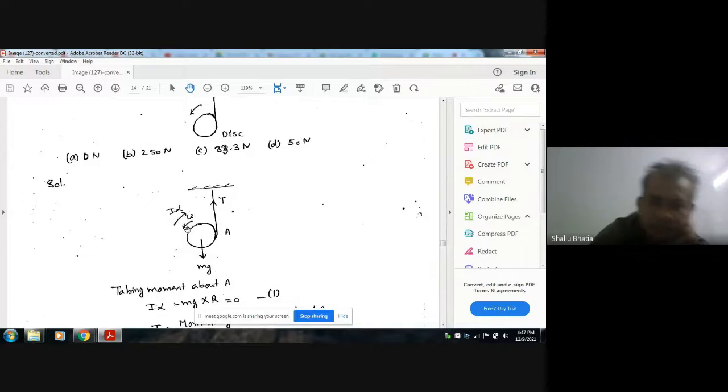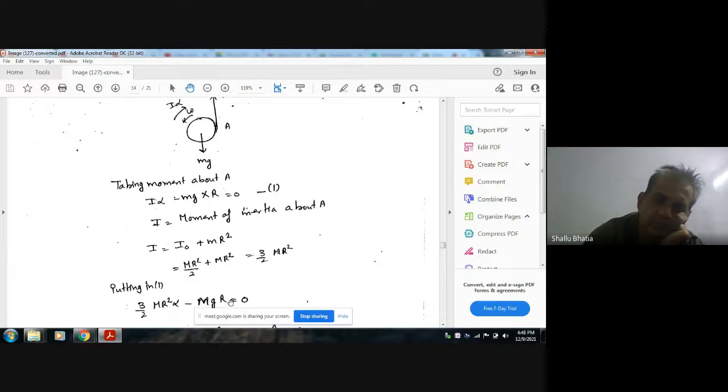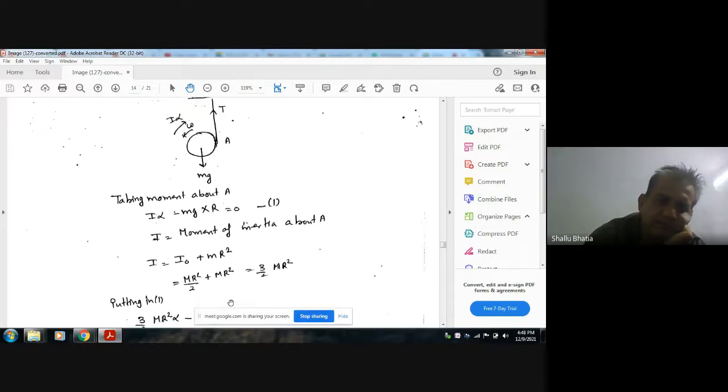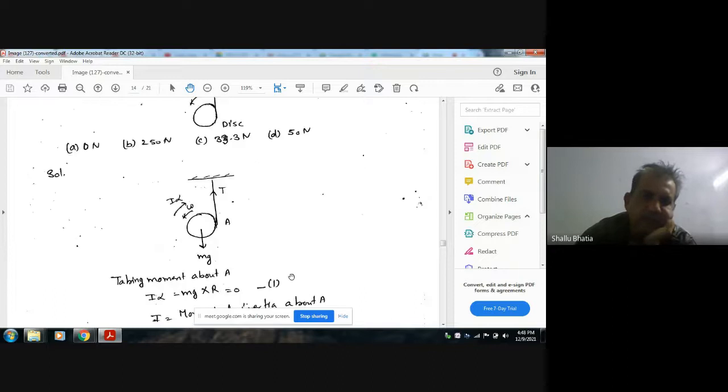Now take A as the point of rotation. I alpha equals mg into r, which is the moment about A. We know the moment of inertia of the disc about point A will be I naught plus mr square. I naught is mr square by 2, so it will be 3 by 2 mr square. Now putting the value of I, we can find out alpha, that is g by 3. So the angular acceleration is g by 3.